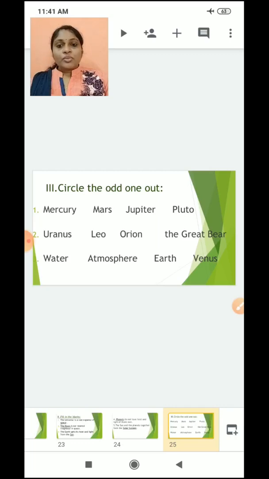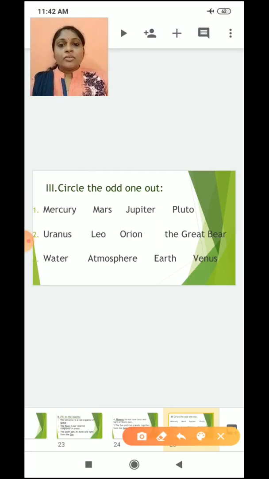Third Roman, just make a heading, third Roman, circle the odd one out. And see the first one, just write it down how I have written here. You also write like that. Okay, the first one is Mercury, Mars, Jupiter, Pluto.